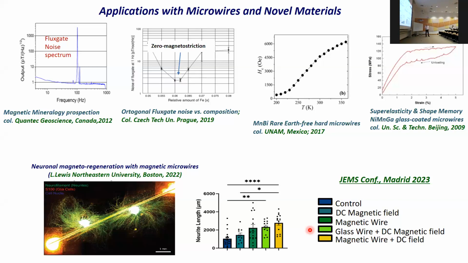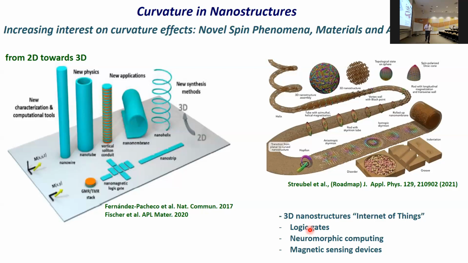Okay, let me go now to the nanowires. I would like to start by saying that, of course, all nanotechnology is based on two-dimensional nanostructures, thin films, multilayers, etc. But there is increasing interest in a number of laboratories in the effect of making magnetic nanostructures with some curvature. For example, a flexible membrane that you can roll up, or nanohelices, nanotubes or nanowires. So new phenomena, new materials, and new applications appear as a consequence of this curvature.